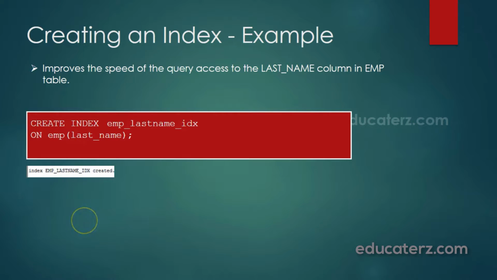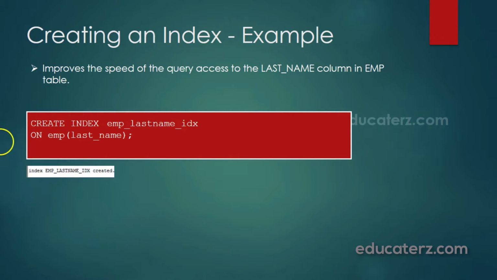Creating an index example. An index improves the speed of query access to the last name column in the emp table. We have a column called last name in the emp table. So by creating an index on the last name column, the query will speed up.